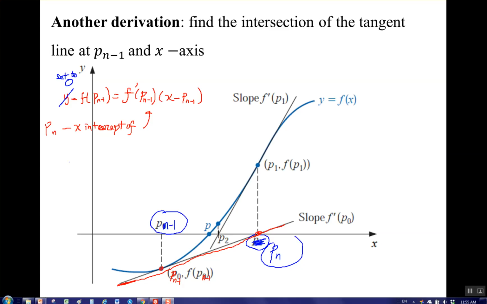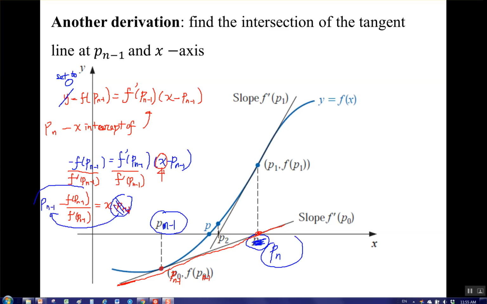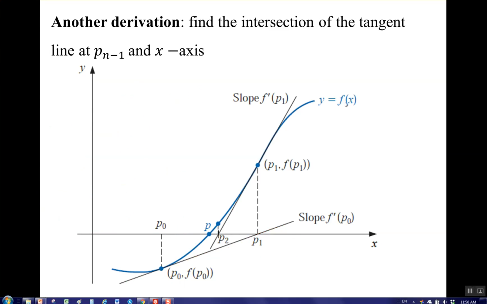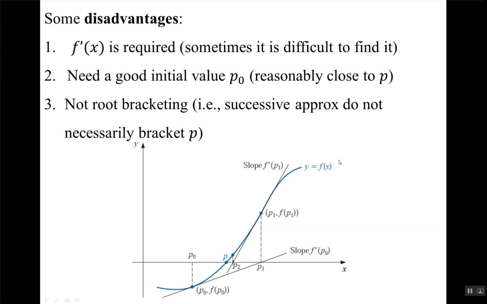So when we set y to 0, the above equation becomes f of p sub n minus 1 equals f prime of p sub n minus 1 times x minus p sub n minus 1. Okay, and then we solve for x, which is the x-intercept we want to solve. And this is Newton's formula, right? We just derived that. So we derived the same formula in two ways.